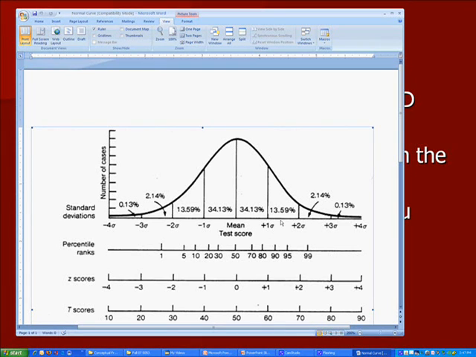One standard deviation above that means there's one set of scores above that. So the standard deviation for IQ is 15. So one standard deviation above the mean for IQ scores would be 115. Two standard deviations above the mean would be 130. One standard deviation below would be 85. And two standard deviations below would be 70.